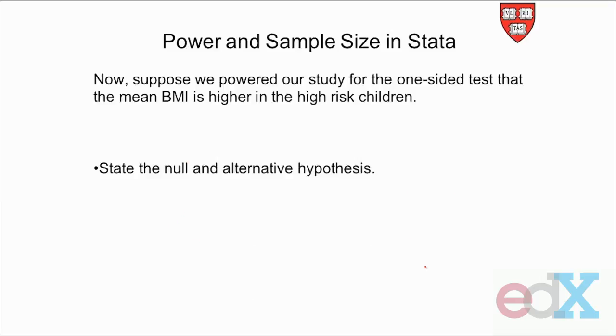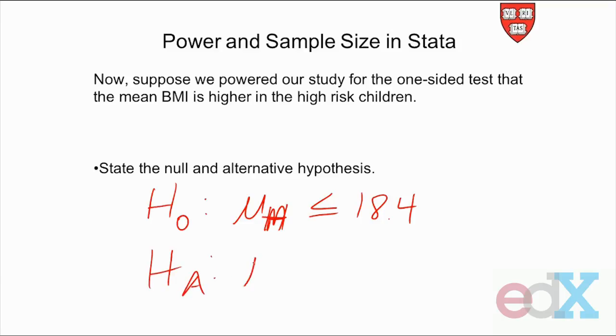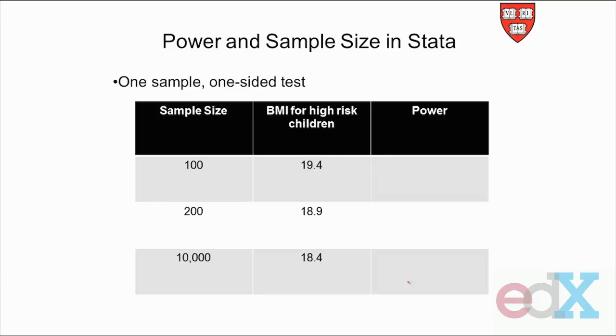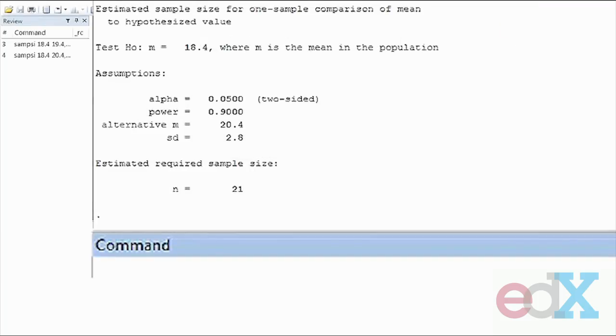Now suppose we powered our study for the one-sided test that the mean BMI is higher in the high-risk children. So now we want to know what our null and alternative hypotheses are in this situation. Our null is that the mean for the high-risk children is less than or equal to 18.4. And our alternative is that the mean for high-risk children is greater than 18.4. So now once again we want to compute power for various sample sizes and alternative BMIs for high-risk children. So what we can do is go to STATA. Now type in the following command.